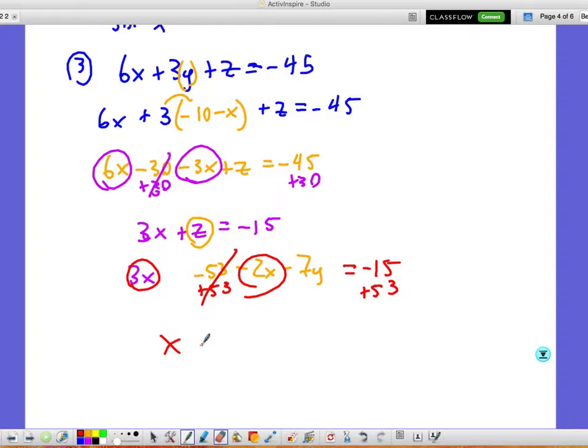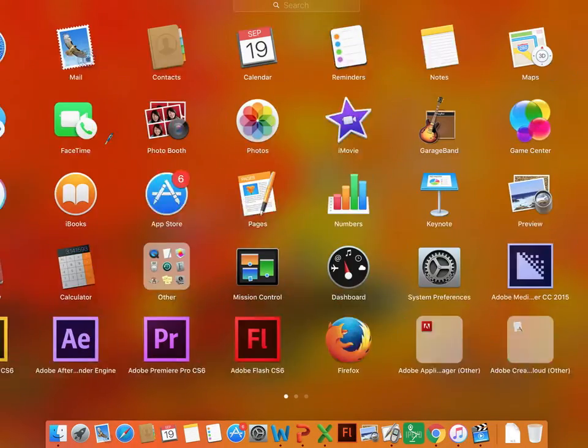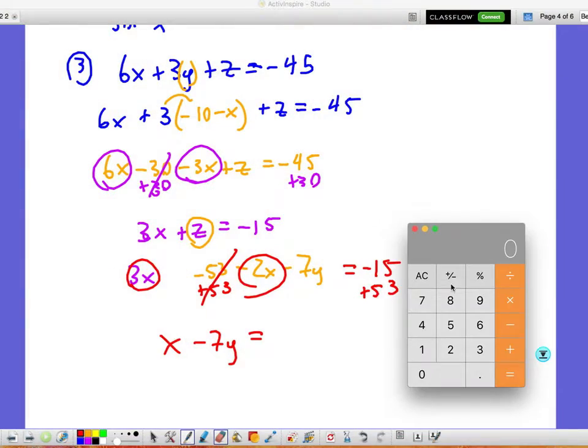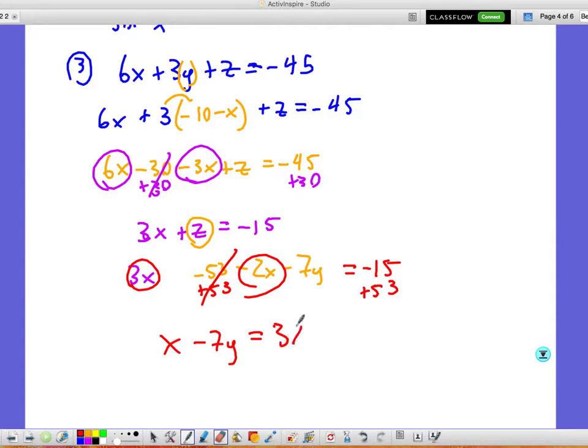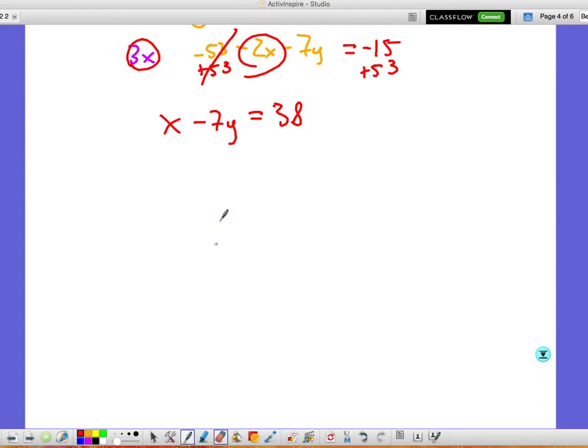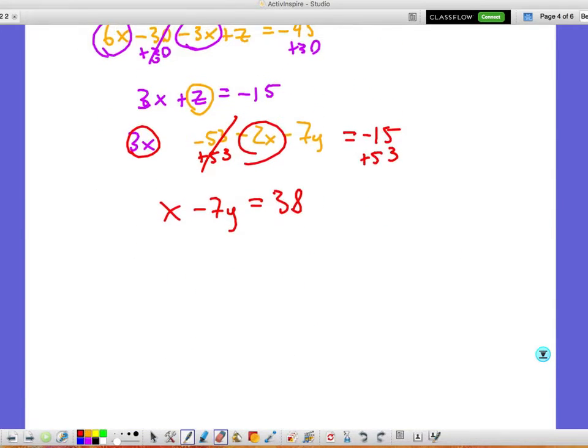And I have minus 7y. Look at that, we have another y equals 53 minus 15. I just want to go ahead and calculate that. So 15 plus 53, that gives me 38. Okay, so look at that. This y came out of nowhere.